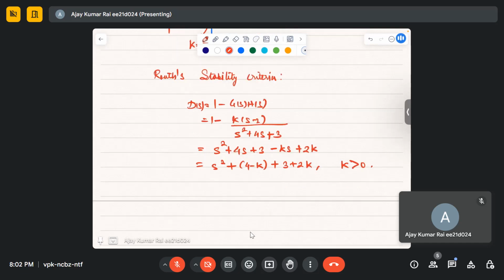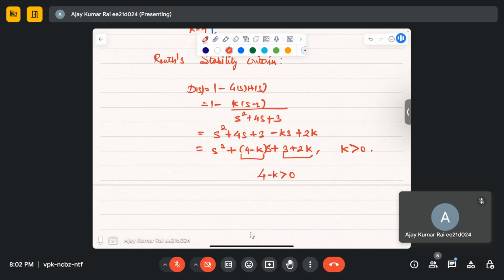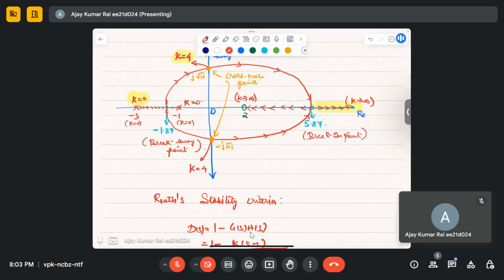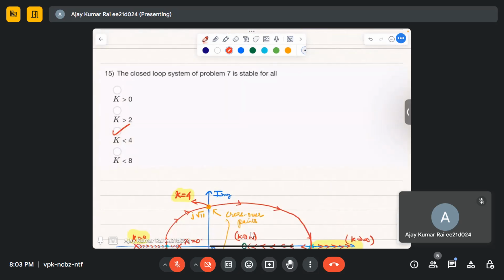This is a quadratic equation, so the necessary and sufficient conditions are the same. That condition is that the coefficients should be positive, right? If you see, all the coefficients are positive, because k is greater than 0. Then to make this term greater than 0, 4 minus k should be greater than 0. So k should be less than 4. You get the same condition from this also. By looking at the root locus also, we can comment on the value of k. So this is the right answer.